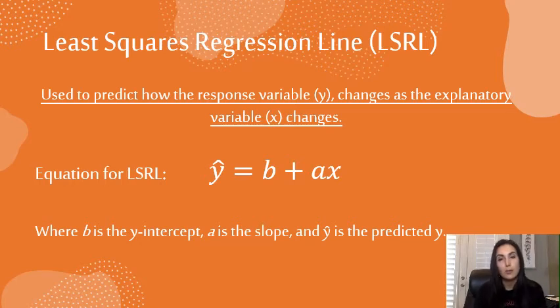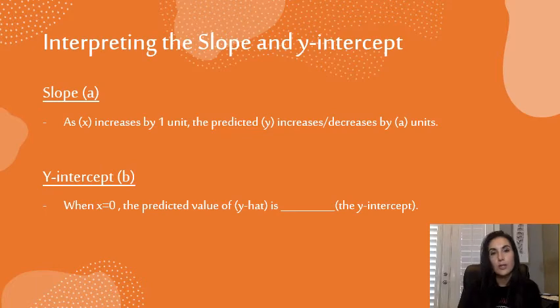And then your b, again, that's your y-intercept, your a is your slope, and then your x is your explanatory variable. For interpreting the slope and the y-intercept, it's a good idea to just have these prompts memorized, but it really helps if you understand what slope and y-intercept are. If you think back to Algebra 1, when we first learned about slope and y-intercept, it's really helpful.